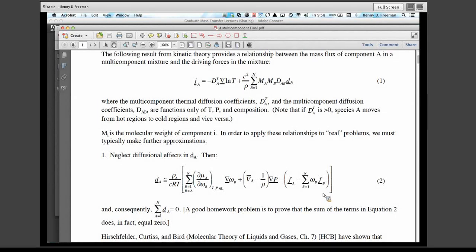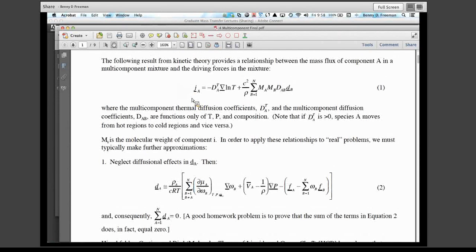Now, you can show, as we showed earlier, that the sum of these J sub A's over all of the components in the system is equal to 0. Remember, J sub A is a diffusive flux. It's not the total mass flux in a system, which we would denote by the variable N sub A. The sum of the J sub A's has to be 0, because if you have one component diffusing in one direction in a binary system, that's equivalent to having the second component diffusing in the other direction.